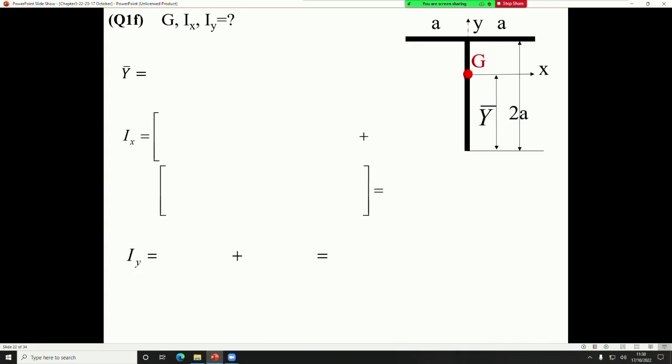Now, please help me to do the same for this T section. We solved it first as a thick walled section. Now, we are going to analyze it as a thin walled T section. The thickness is uniform around it, and our objective is to find the position of its centroid. That is question number 1F. So our objective is to find the position of its centroid and the second moment of area with respect to its central axes, x and y.